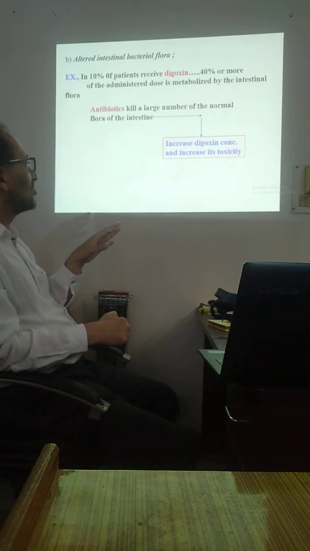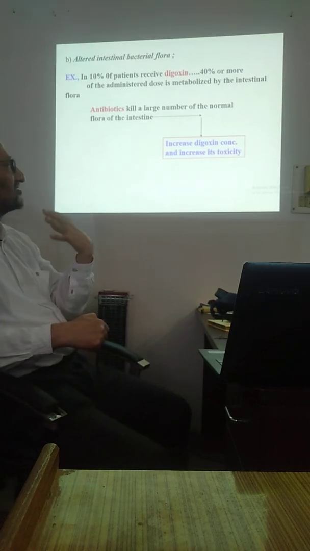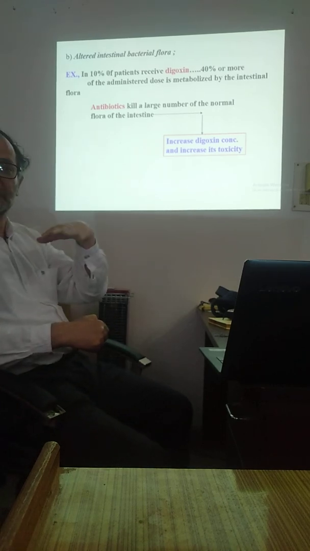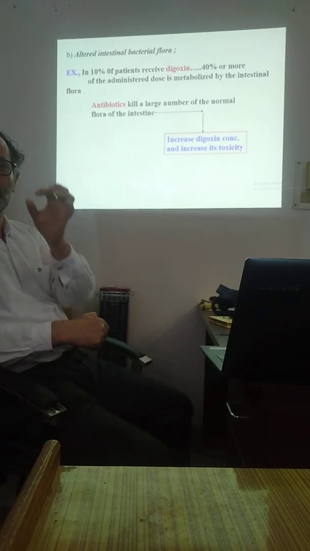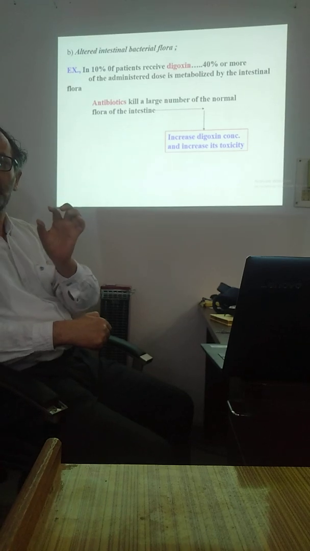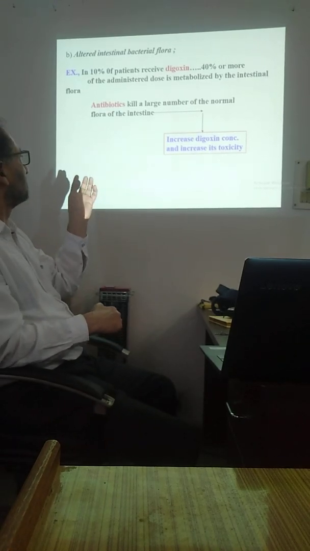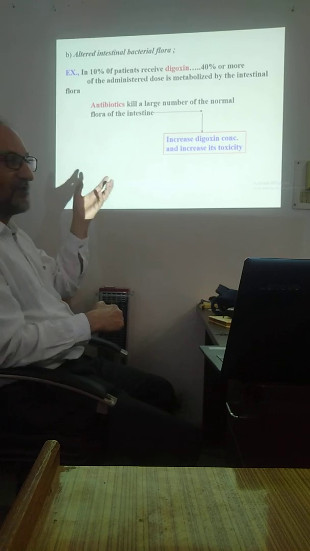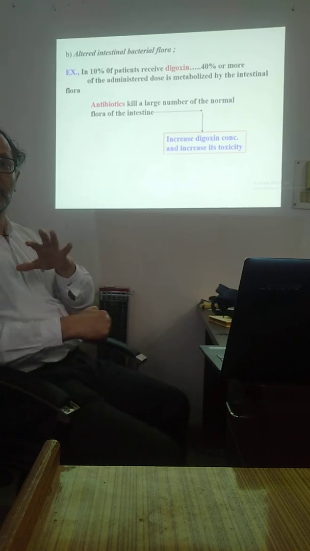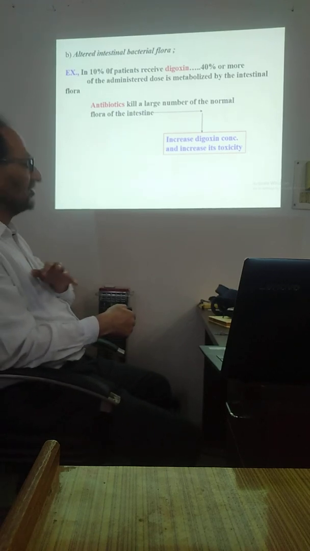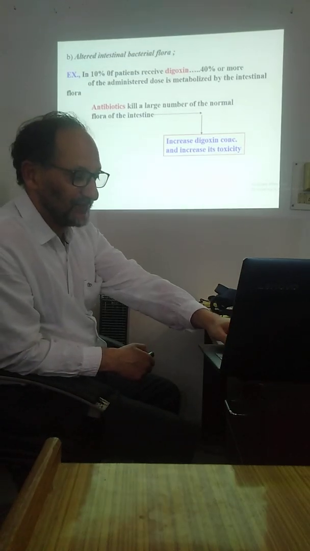So the digoxin concentration will be increased, and its toxicity will be increased. So there is a small dose, and then you give this dose with antibiotics. The antibiotics will hinder the metabolism, so it will increase the toxicity at the same time. So this we have to keep in mind.